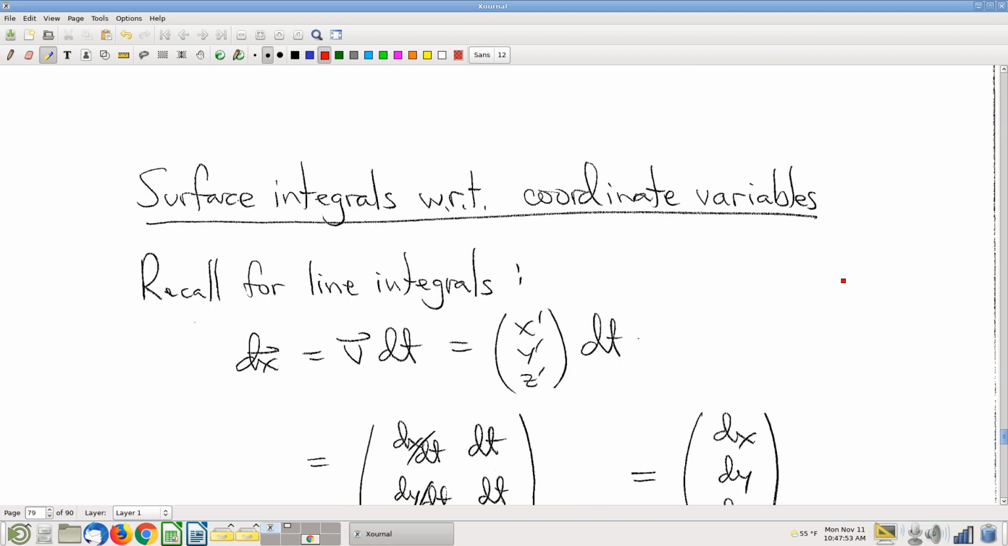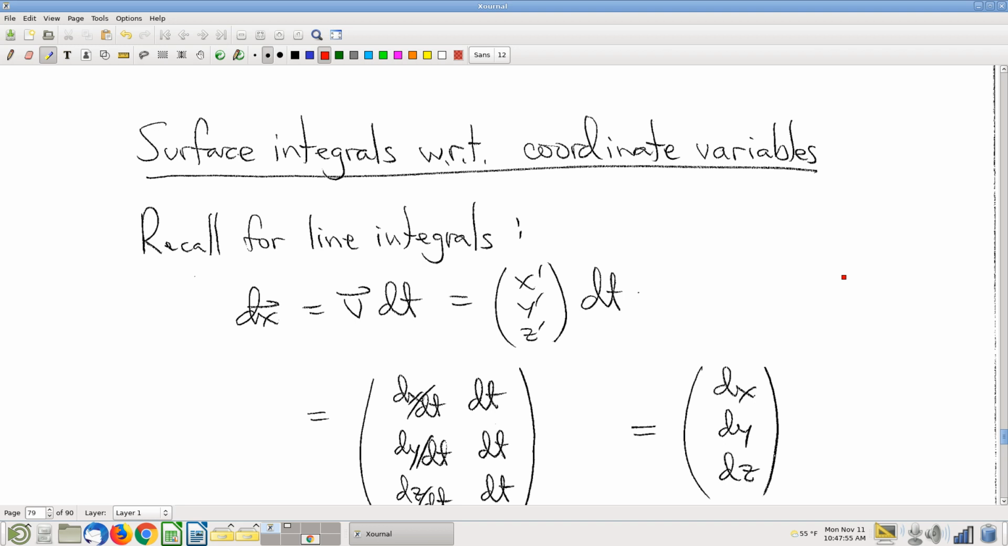Okay, moving along. Y'all remember when we were doing vector line integrals, and there was this awkward conversation that we had about coordinate line integrals? Kind of a weird notation.